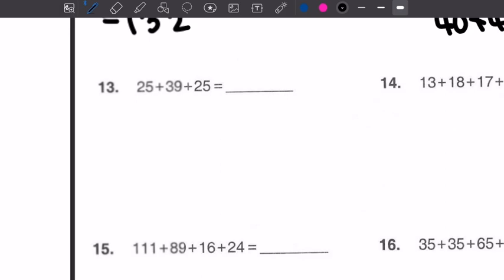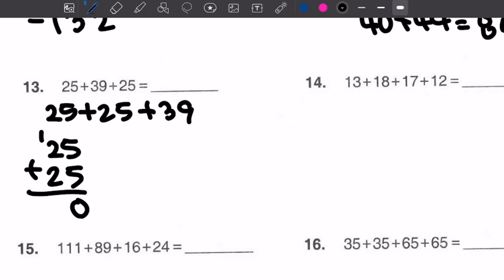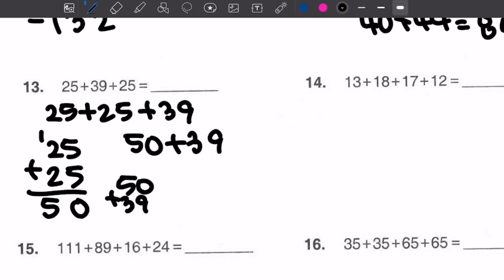Now for question number 13, we have 25 plus 39 plus 25. Right away, we see the 5 and 5, which adds up to a 10. So we're going to do 25 plus 25 plus 39. Now, 25 plus 25 is equal to 50. And so we have 50 plus 39. 0 plus 9 is 9, and 5 plus 3 is 8, so 89.